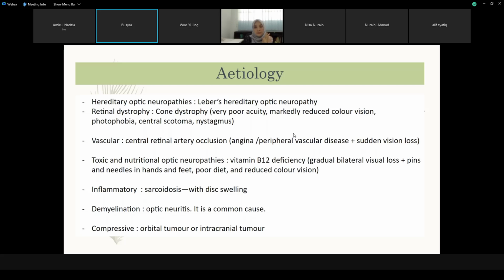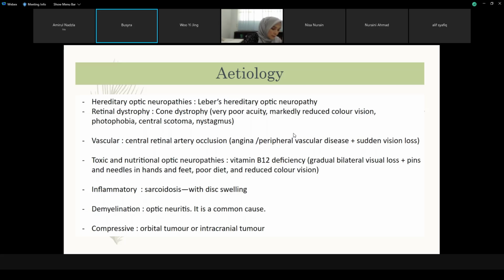It can also be caused by vascular causes, such as central retinal artery occlusion, especially in a person with history of angina or peripheral vascular disease, together with sudden loss of vision. Next is toxic and nutritional optic neuropathies, for example, vitamin B12 deficiency. This is characterized by gradual bilateral visual loss associated with pins and needles in the hands and also feet, and also with reduced color vision.